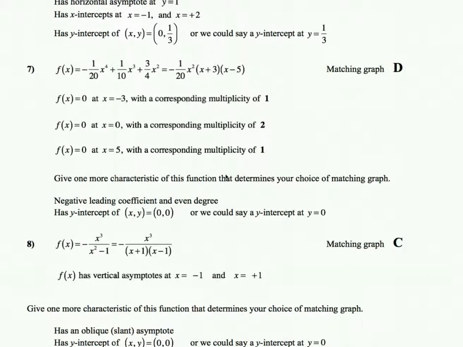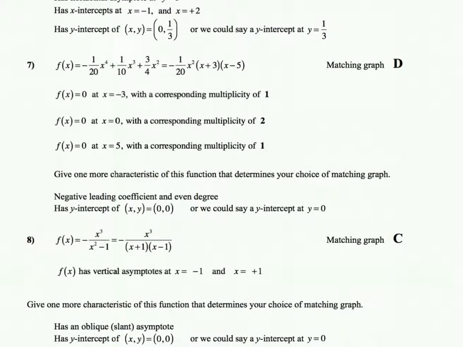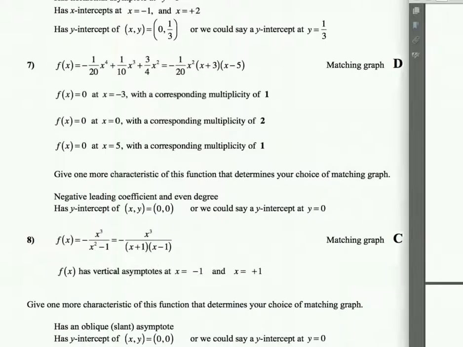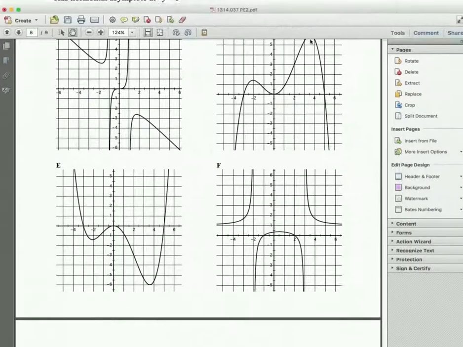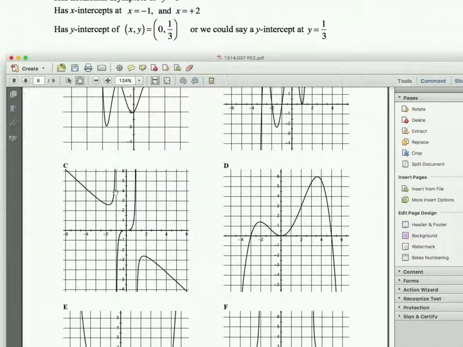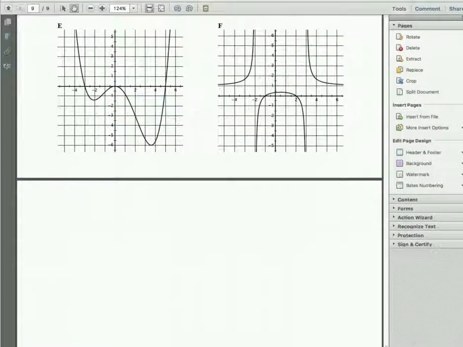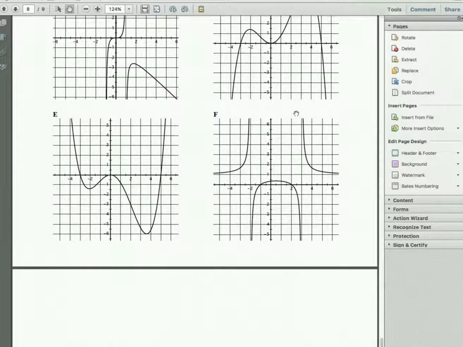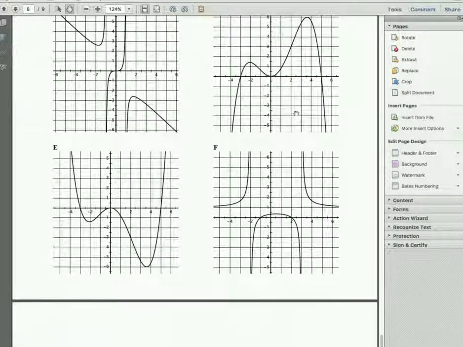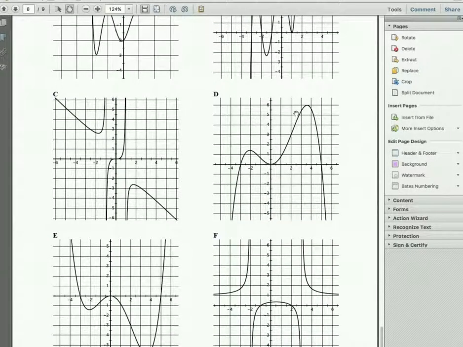Now that we have that information, we're ready to match this function to the appropriate graph. And so we take a look at our graphs. We know that this is going to be a polynomial. So that means that graph C and graph F are not the appropriate choices. And we also know that with a negative leading coefficient and an even degree, it'll point down at both ends. And the only graph that does that is graph D.